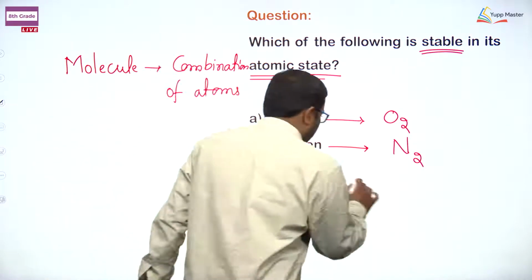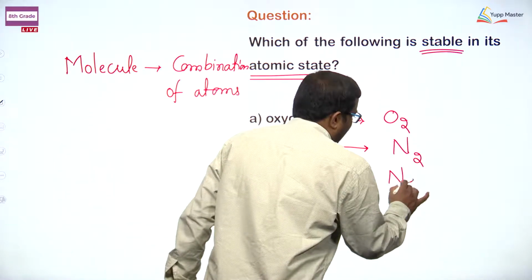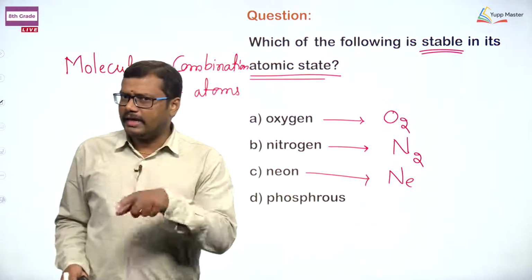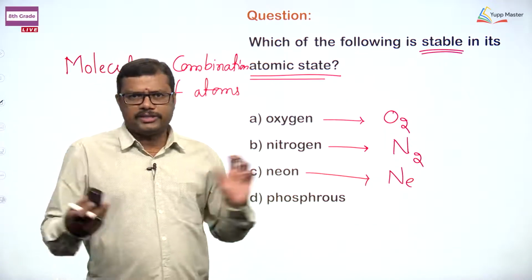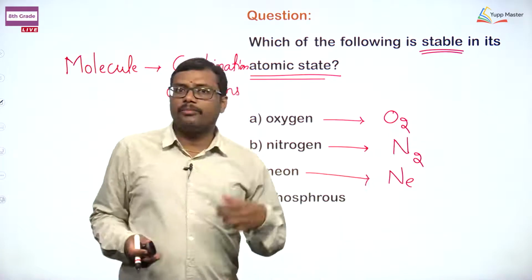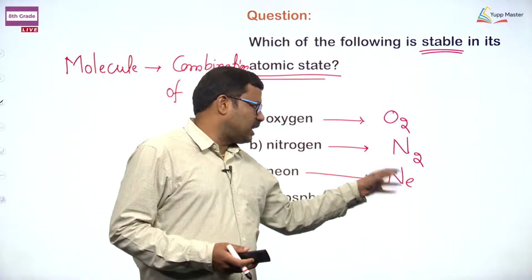Neon, yes, neon is the noble gas which exists in nature as Ne only. We cannot expect Ne2 or Ne3. Combination of neon atoms is not possible. Neon will exist in nature as an atomic state only. So, neon exists as Ne.